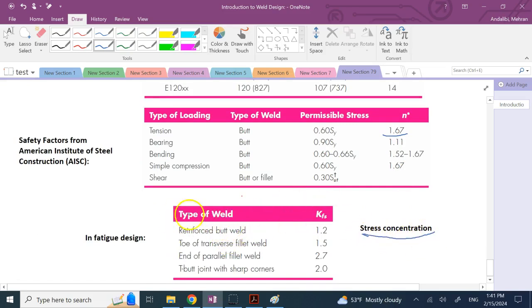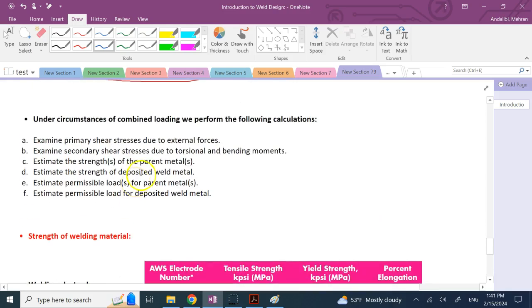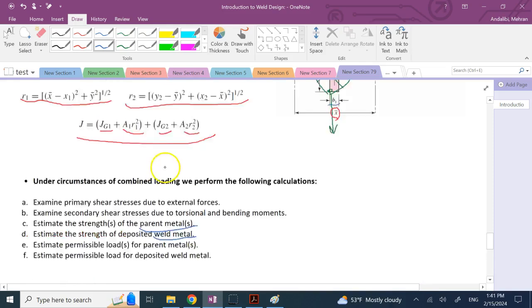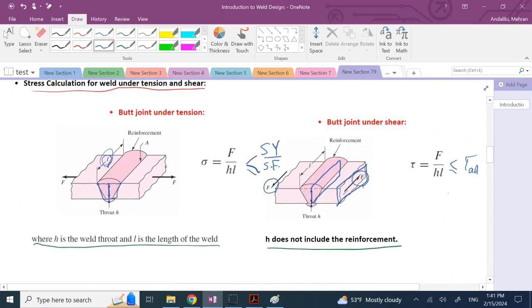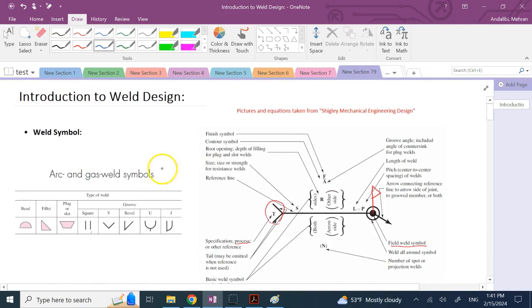or stress modification factors for fatigue. And remember one more time that not only do you have to check the weld metal, you also need to check the parent metal. Make sure they are both safe, not just one of them. Okay, that is very, very important.